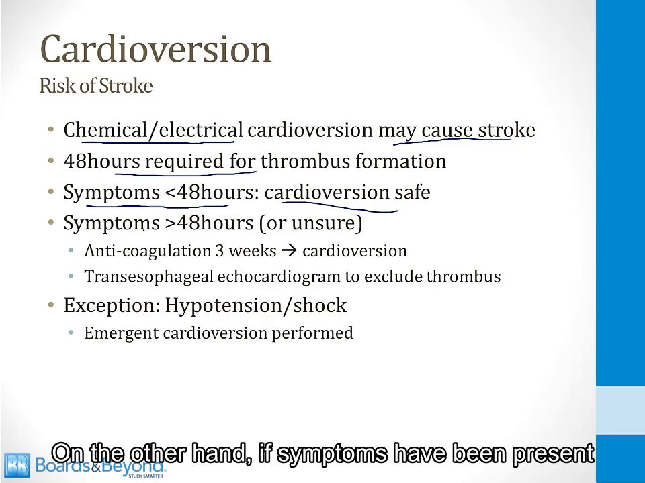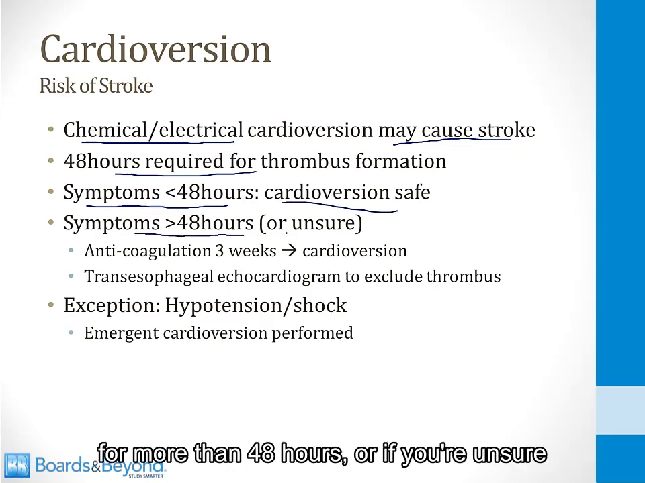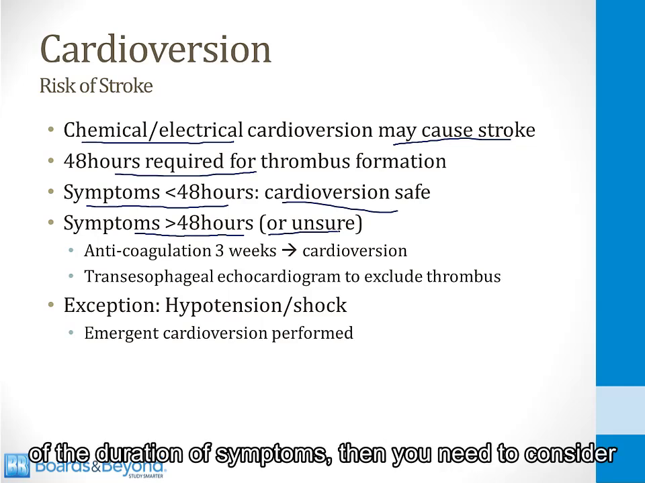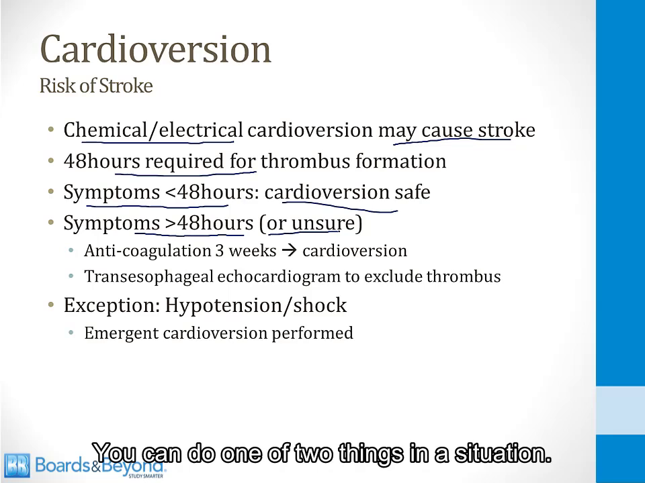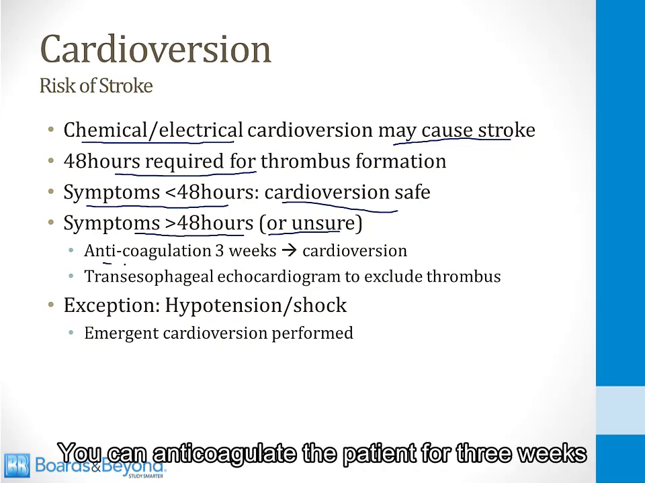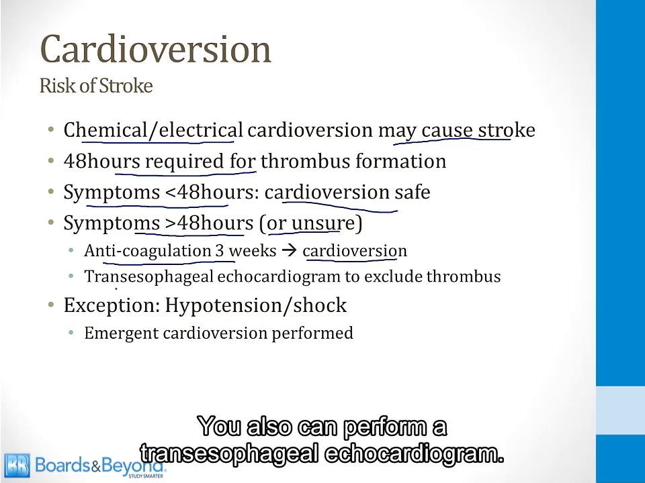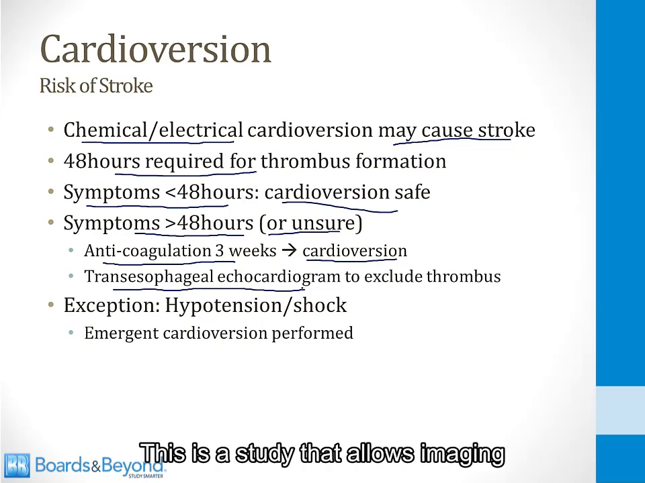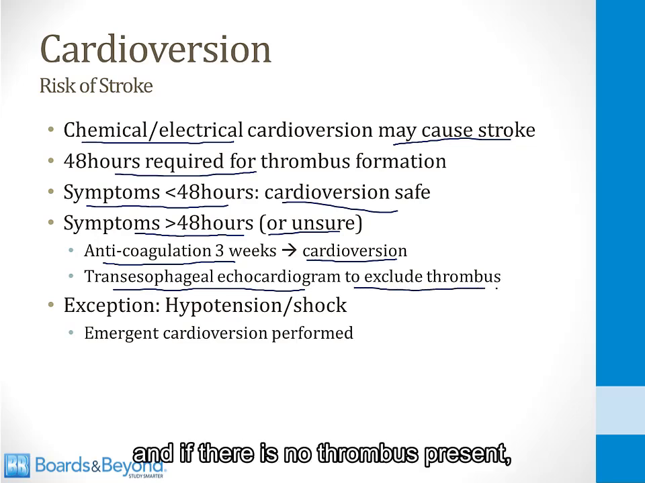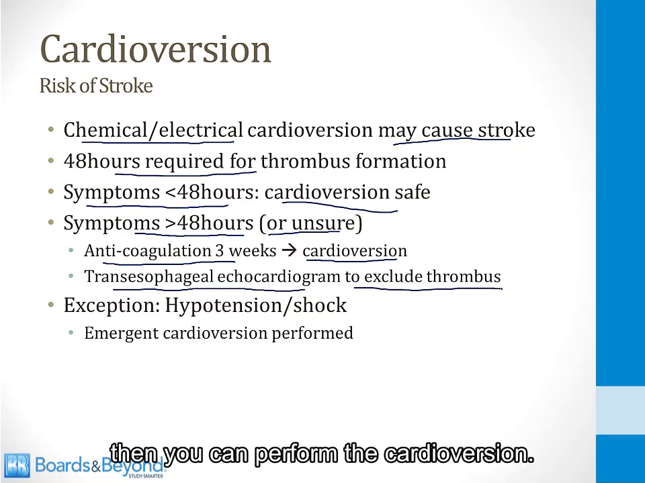On the other hand, if symptoms have been present for more than 48 hours, or if you're unsure of the duration of symptoms, then you need to consider that a thrombus may be present. You can do one of two things in this situation. You can anticoagulate the patient for 3 weeks and then perform a cardioversion. You also can perform a transesophageal echocardiogram. This is a study that allows imaging of the left atrial appendage, and if there is no thrombus present, then you can perform the cardioversion.